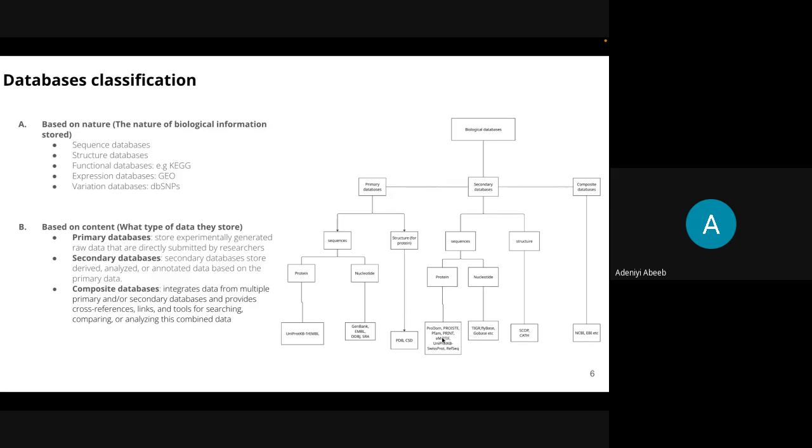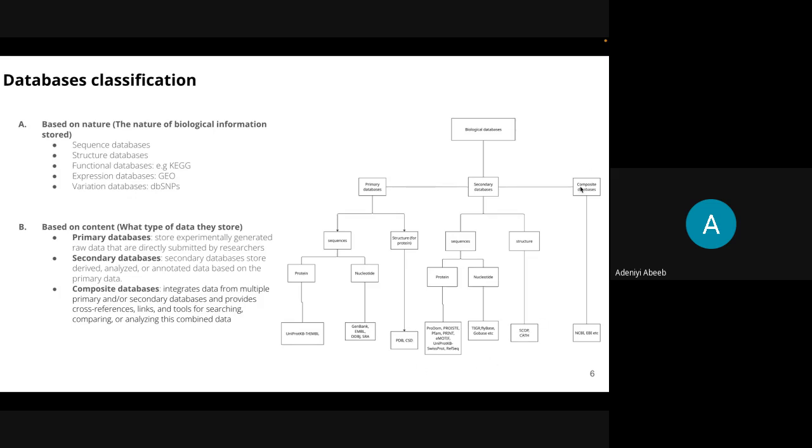They are just taking information. For the secondary protein database, we take information from here and turn it into something meaningful. For the secondary nucleotide database, we take information from here and turn it into something meaningful. And for the secondary structural databases, we take information from here and then turn it into something meaningful. Do we understand it?